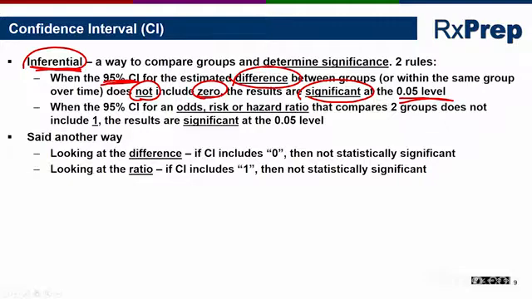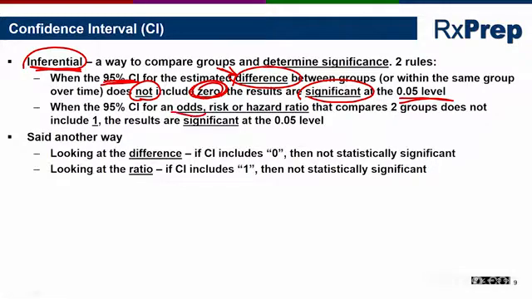So when you look at the difference between 2 groups, the number you're looking for in that confidence interval is 0. If it's there, then the results are not significant. If it is not there, then the results are significant.